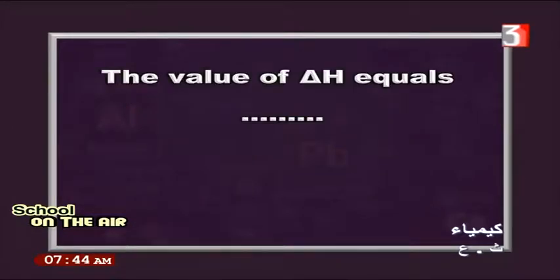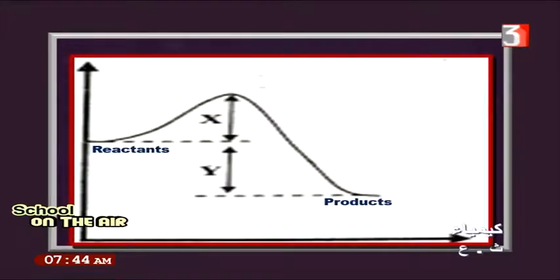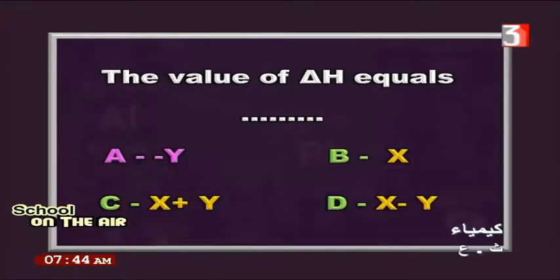The value of delta H equals: negative y, x, x plus y, x minus y. If you look at the graph, the difference in energy between the reactants and the product represents the energy change for the reaction. So it will be y, or the value of delta H equals negative y.